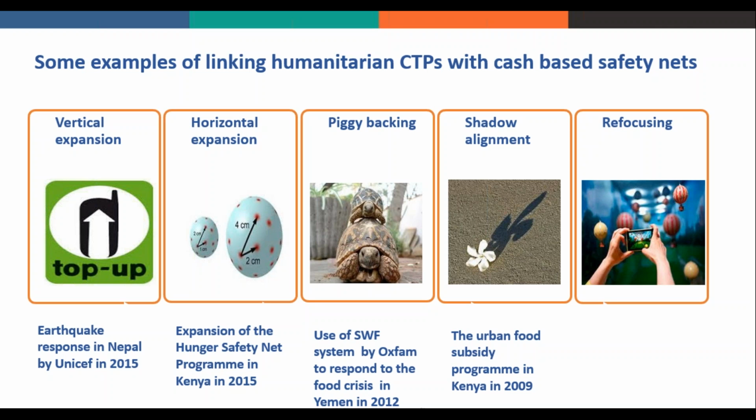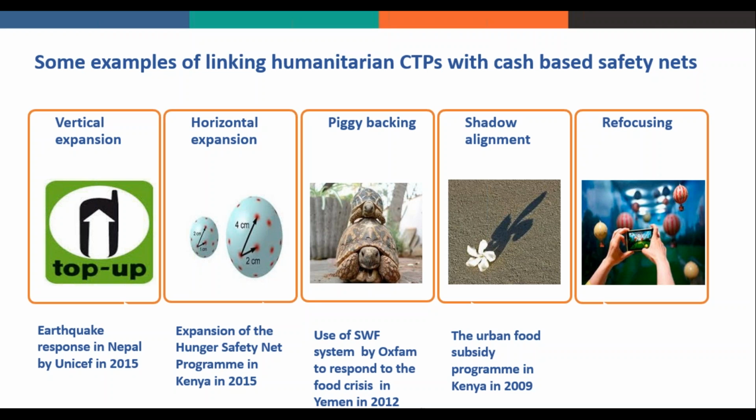Thanks, Claire. So quickly, in the interest of time, I'll talk about 2 examples, one of piggybacking and the other of shadow alignment. In 2012, in Yemen, there was a big food crisis which affected a large part of the country. At that time there was something called the Social Welfare Fund, which had a network in some of the areas that Oxfam was working in. So Oxfam used the beneficiary list of that system and also used the cash delivery mechanism to reach people who were affected by the food crisis.